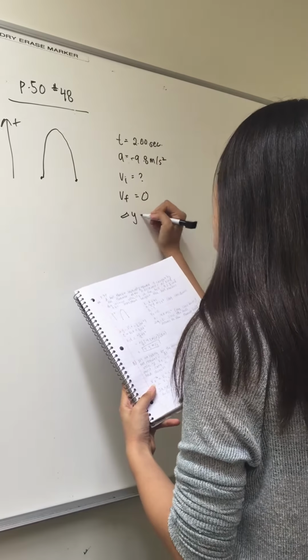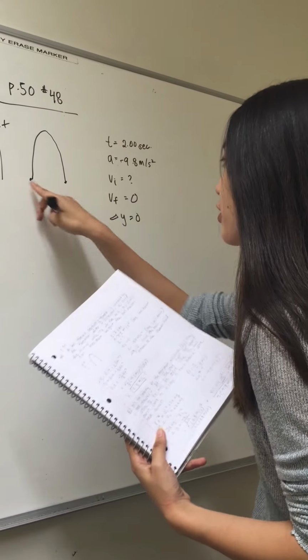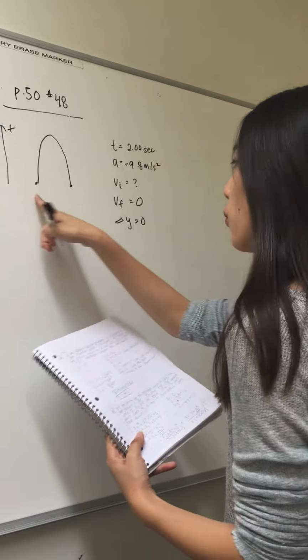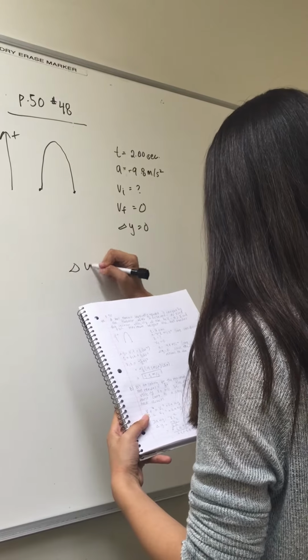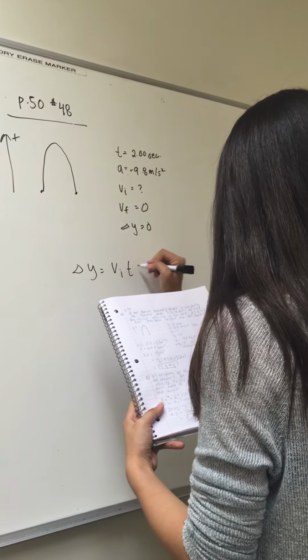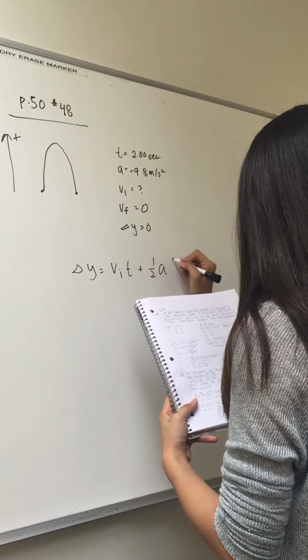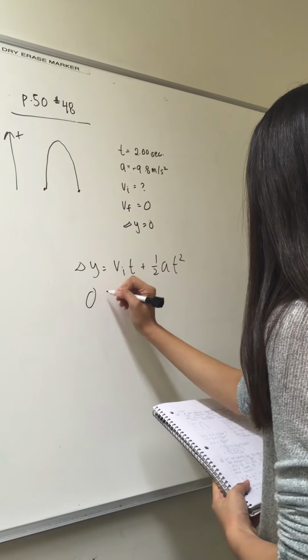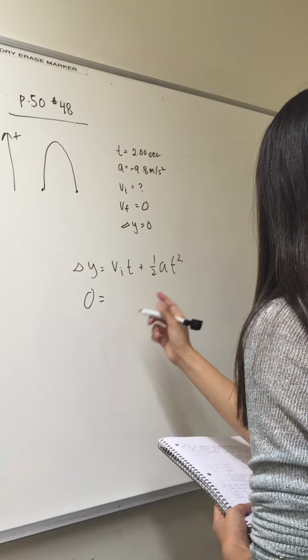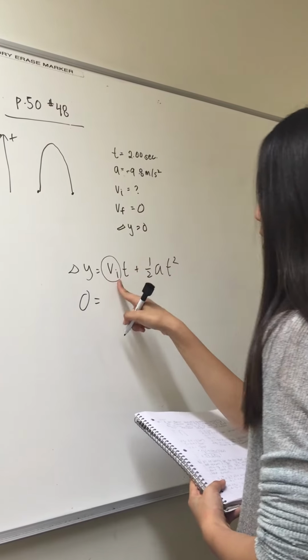And then our delta y is also 0 because it reaches back down to the thrower's hand, so there is no change in y in the end. The equation we'll use is delta y equals initial velocity times time plus 1/2 acceleration times time squared. We know that delta y is 0, which will make it easier for us to isolate the variable that we want, which is initial velocity.